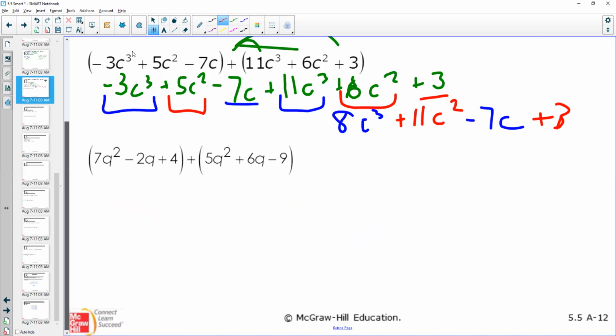Let's see how it goes. Okay. Somehow I got my slides out of order. You saw me do that, right? Okay. So in this case, I have, as an answer, 12q squared plus 4q.